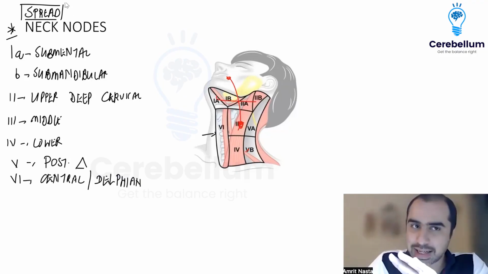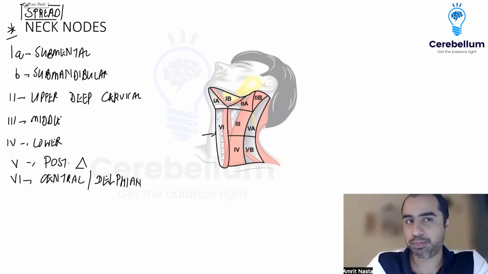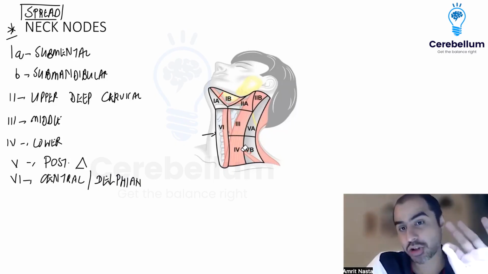So this determines that when I have an oral cancer, which neck nodes do I need to remove? Because it will always go in this order. That's why they are numbered like this: 1, 2, 3, 4, 5. That is the reason. That is the logic behind it.